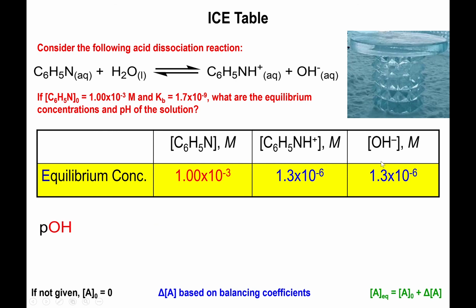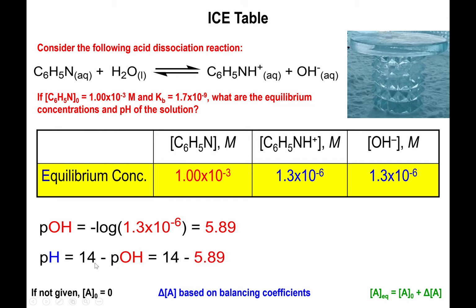So what we can do is take the negative log of the hydroxide concentration to yield the pOH. So this value of 5.89, you got to be careful not to call that the pH. It is not the pH because the x value corresponds to hydroxide in a base dissociation equation. So what you need to do to get a pH is literally subtract that pOH value from 14. And that will yield the value of your pH, 8.11, which in fact is greater than 7, implying that the solution is basic.